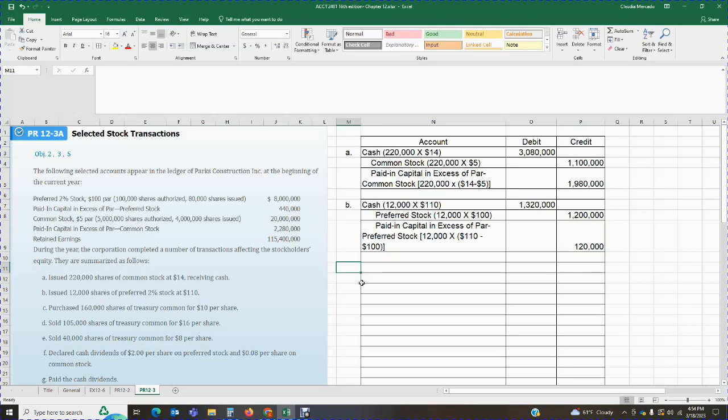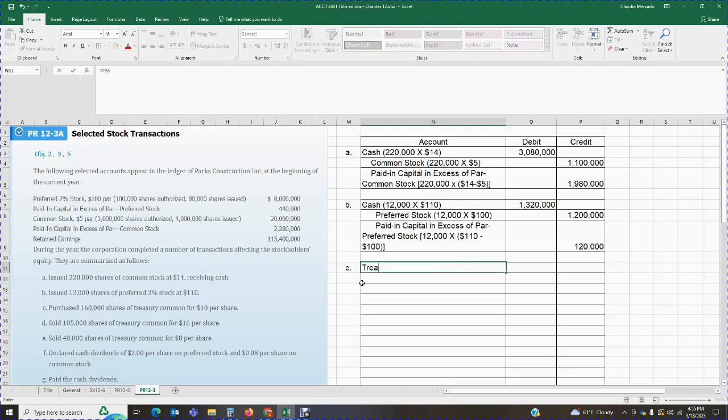In letter C, we purchased. In letter A and B, we issued out shares. If you read through the chapter, we do have the option of purchasing back some of those shares. So in transaction C, we purchased 160,000 shares of Treasury Common for $10 per share, so we purchased 160,000 shares of Treasury Common back.